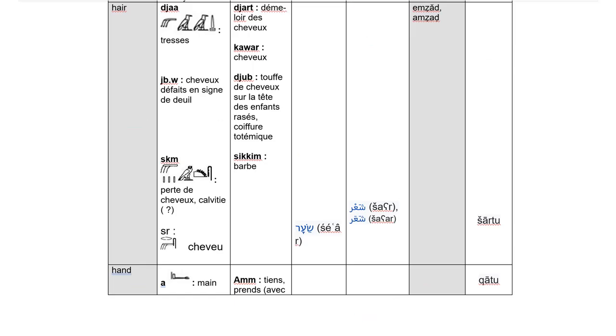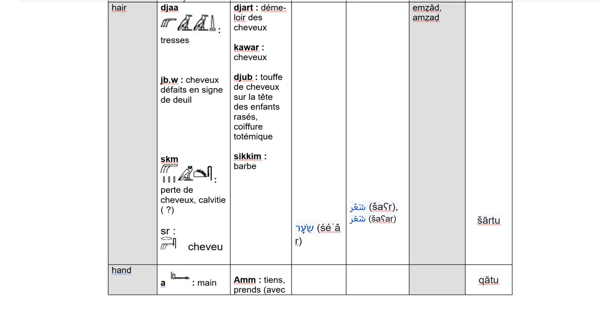Also here for hair, you have jar in Egyptian, which means braids. And in Wolof, you have jart, which is a tool for detangling the hair. You have here ibu in Egyptian, which means when someone undoes his hair as a sign of mourning. And you have jubu in Wolof, which is a hairstyle for kids, and also a totemic hairstyle. As I told you, all the variants are coming in Wolof. Ja, Jart, Ibu, Jubu.